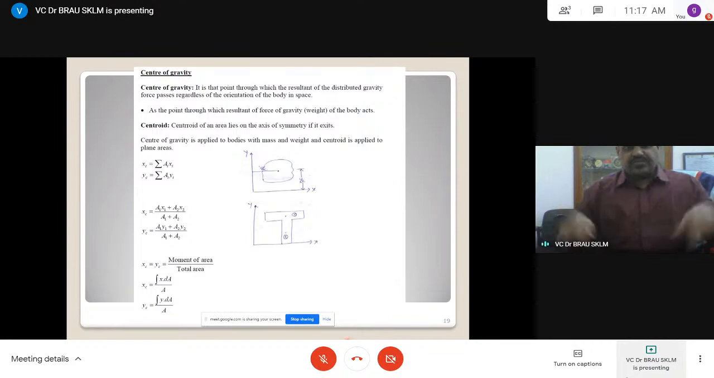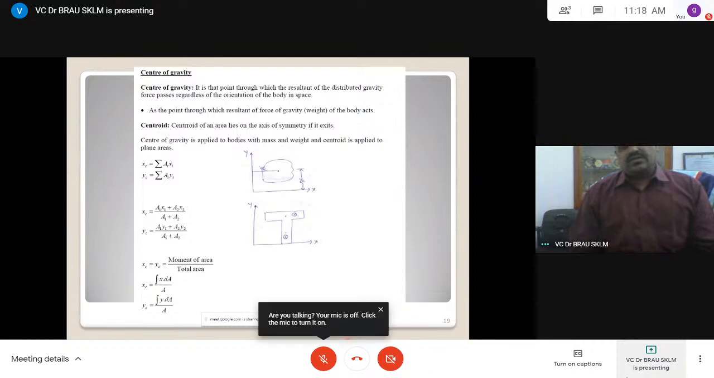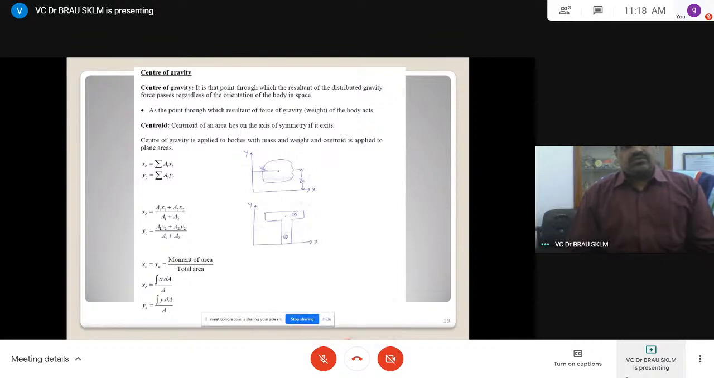If you divide a particular continuum into a number of small cell elements, each element has a weight, each particular cross section has a force. Now what we have to do: it is that point through which the resultant of the distributed gravity force passes, regardless of the orientation of the object in space. At this point, the resultant force of gravity, the weight of the body, acts.